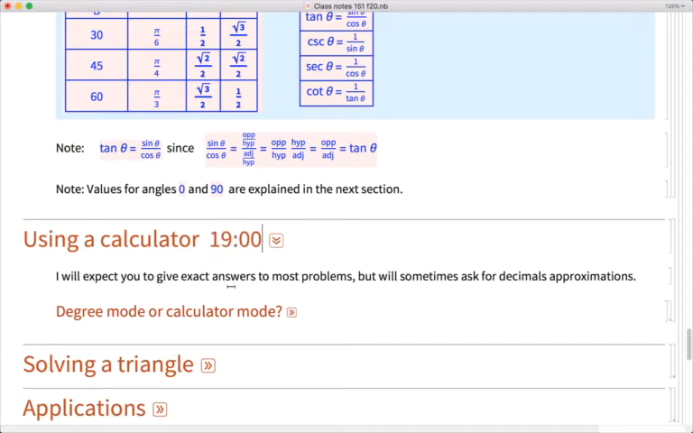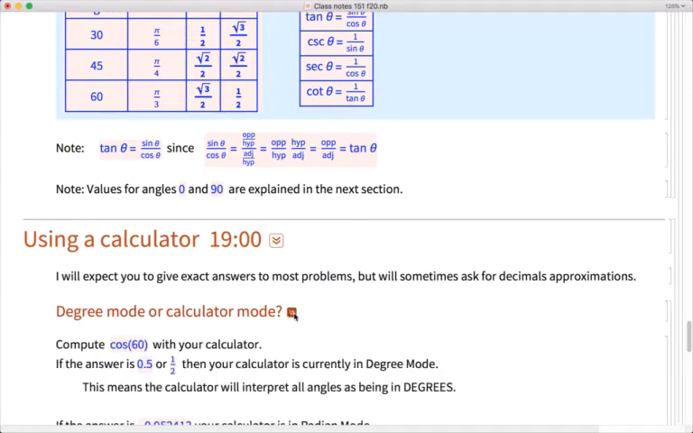So kind of like the stuff we did with the logs and exponentials, we'll be most interested in having you give an exact answer, but then sometimes we'll ask for a decimal approximation. And when that comes up, you'll need to go to a calculator that can compute these trig functions for you.